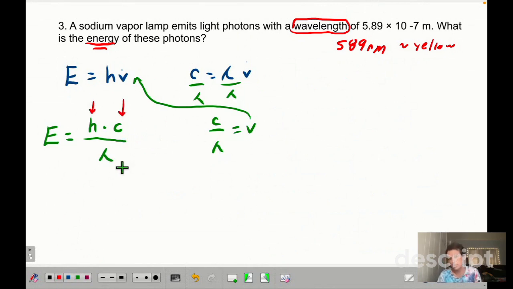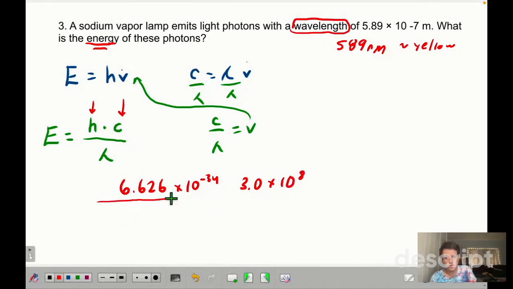I can look them up, or actually I should probably memorize them because I'm doing so many of these problems. So 6.626 times 10 to the negative 34th. And then C is going to be 3.0 times 10 to the 8th. Your teacher may have you use a different level of specificity there, so you might be using 2.99 or something like that. That's cool. Just follow what you're supposed to do.